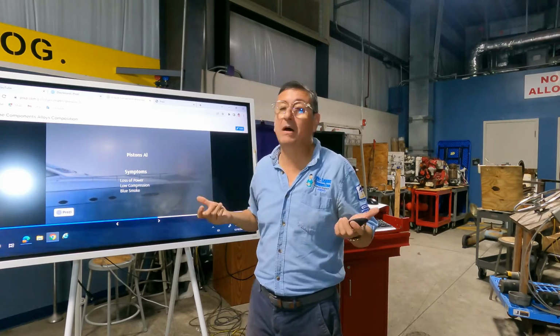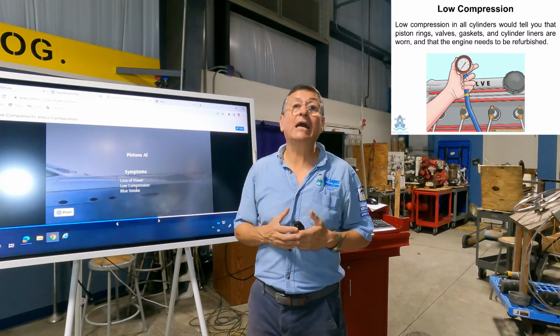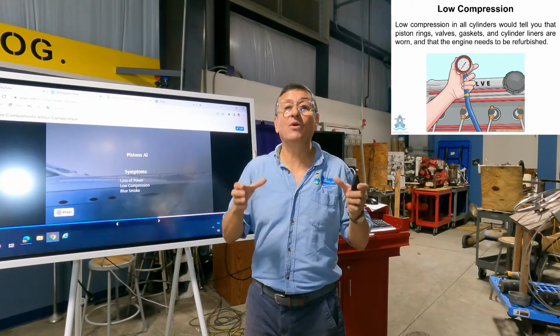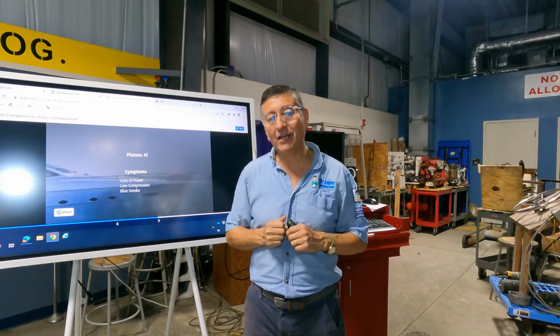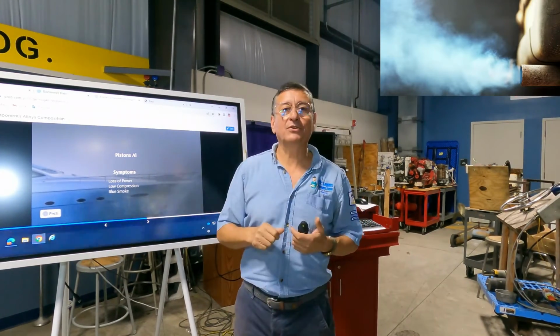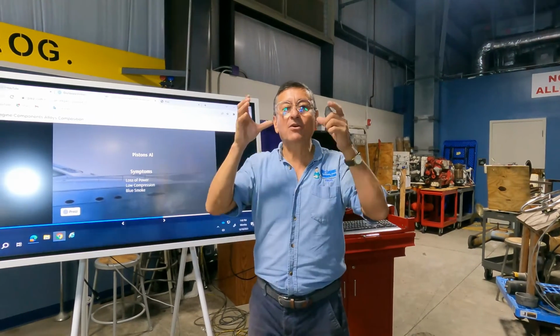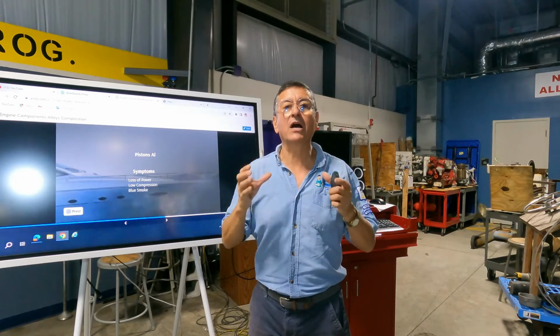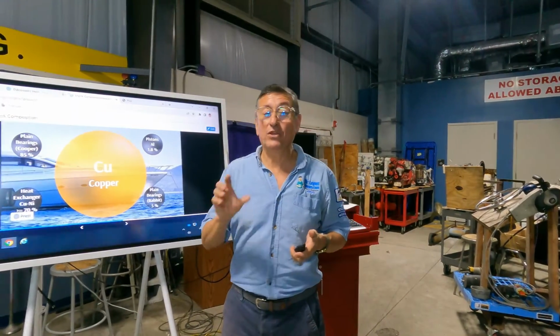Of course, loss of power and low compression. And what happens if you have wear on the pistons? Probably the oil penetrates the combustion chamber and you have blue smoke. Blue smoke, low compression, and loss of power. High content of copper because the aluminum pistons are worn. Okay, this is the analysis of copper when you have high content of copper in the oil sample analysis.